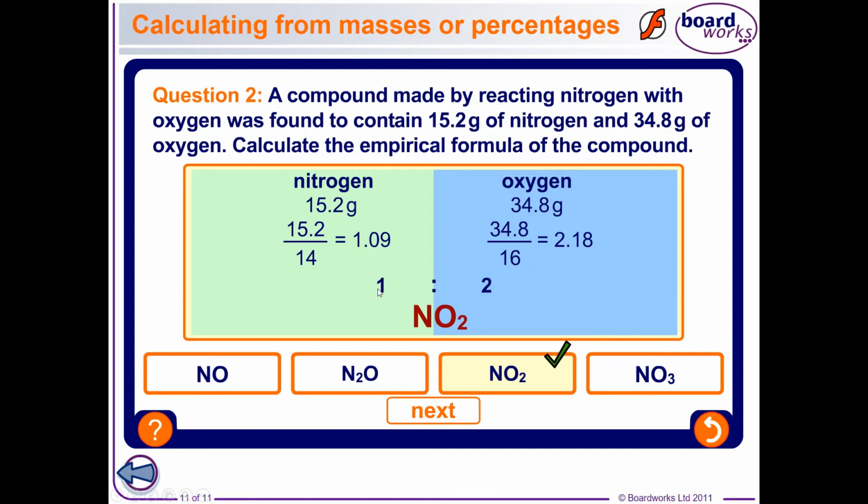So therefore they're in a 1 to 2 ratio. For every 1 nitrogen there are 2 oxygens. So the empirical formula would be NO2.